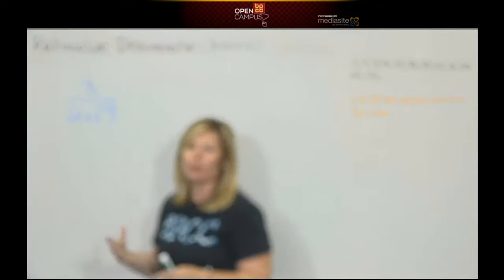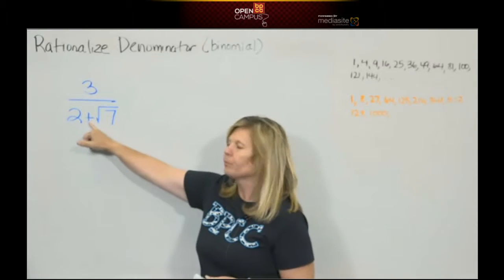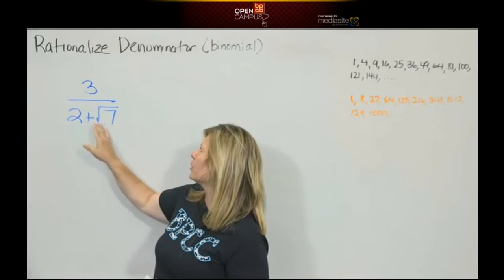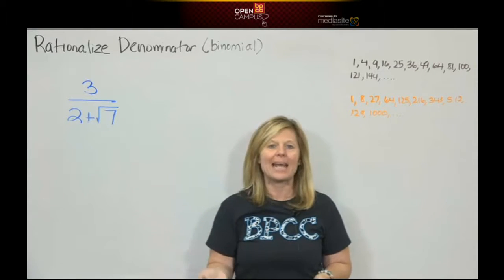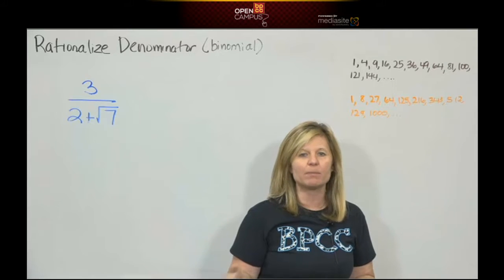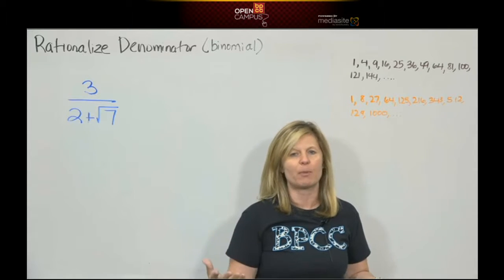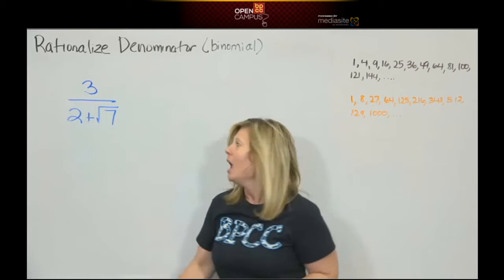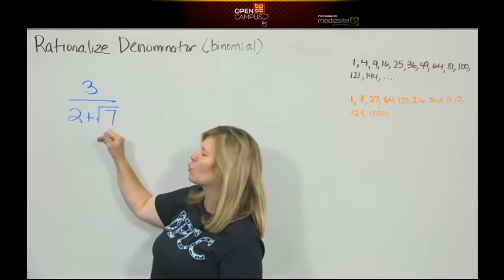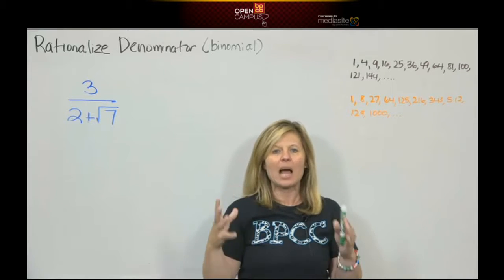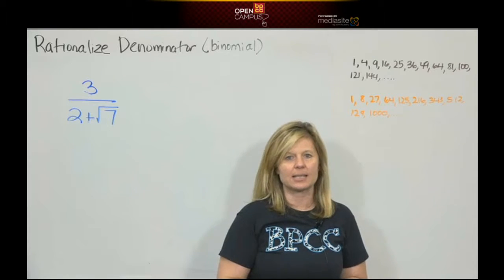I see 3 operations. I see addition, but I cannot add a whole number to a radical, so that's out. I see the square root, but I can't reduce the square root of 7 because 7 is a prime number. It doesn't have a perfect square in it other than 1. I see division, but I can't divide 3 by 2 plus square root of 7. So I cannot perform any of these operations.